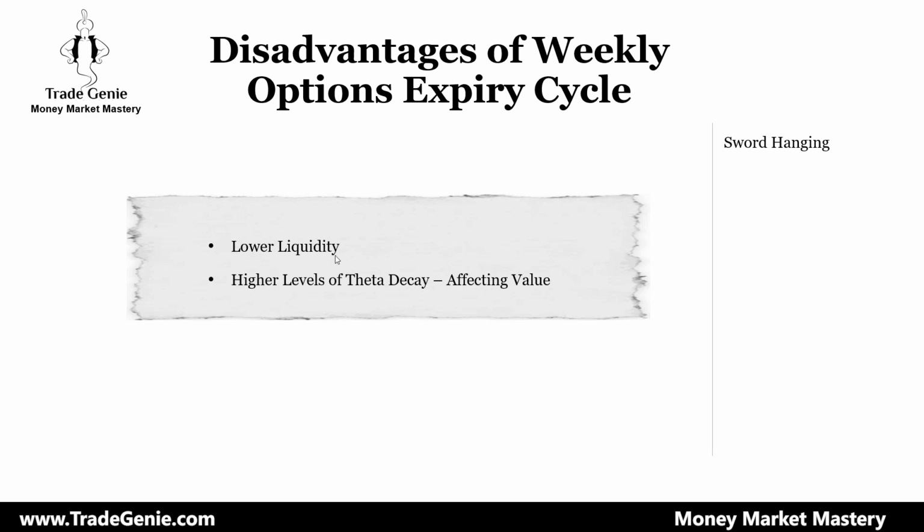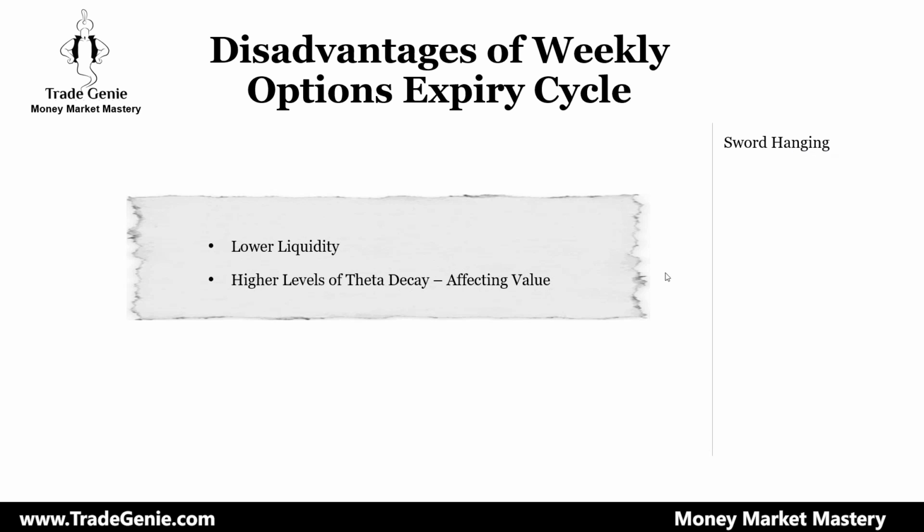The sword is also hanging, and there is lower liquidity. If the volatility was high when you bought it, then even though the stock is going in your favor, you don't see any move in the options. In fact, you are losing money. So all these kinds of tricks are happening in the weekly option expiry cycle. And on top of that, the sword is hanging.